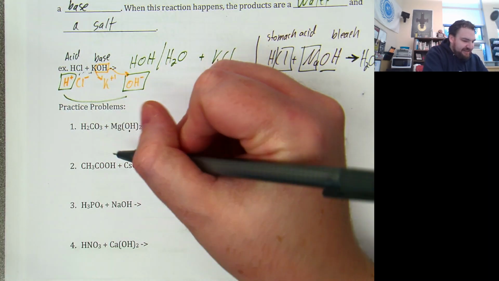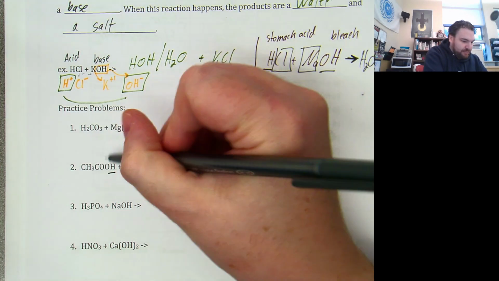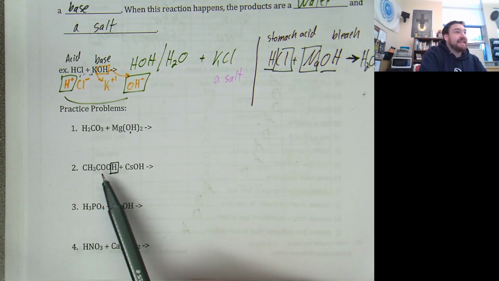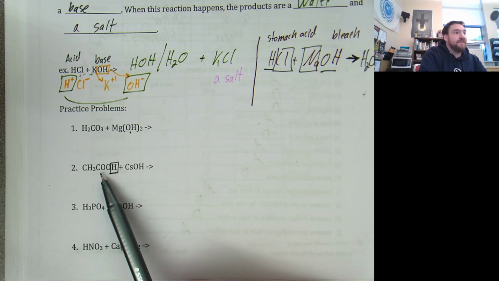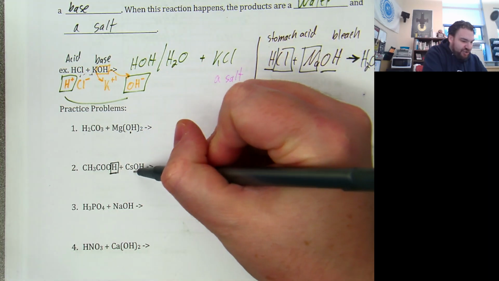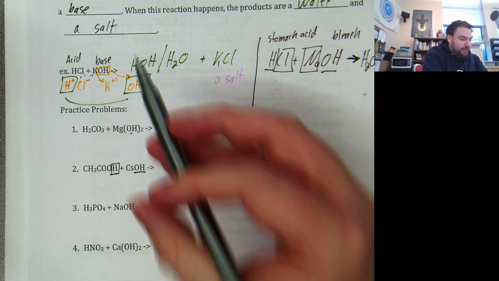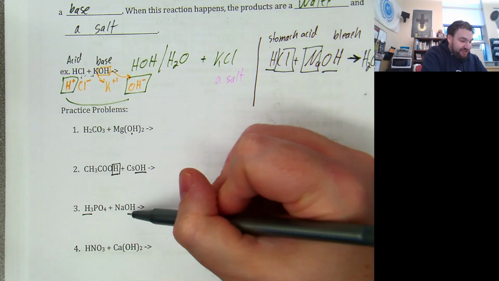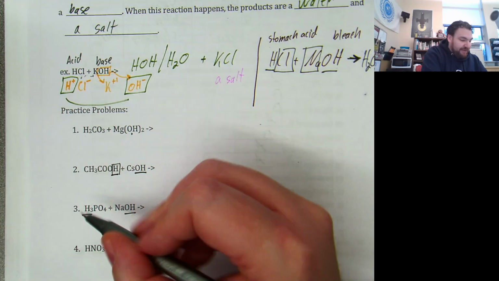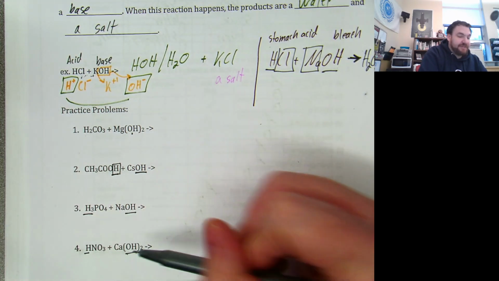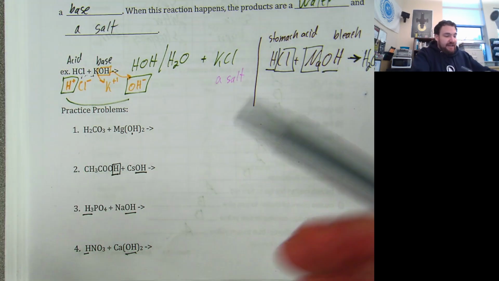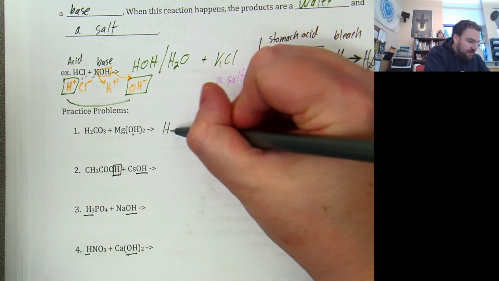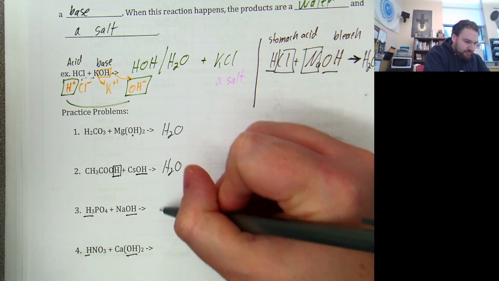The H in this acid isn't out front, it's out back. This is acetic acid, or acetate plus the extra proton. This is just vinegar. So I've got acetic acid and the CsOH. Here I've got H3PO4, so phosphoric acid and sodium hydroxide. And then I've got nitric acid and calcium hydroxide. As soon as you can recognize that you've got an acid and a base reacting together, the first product is always going to be H2O.